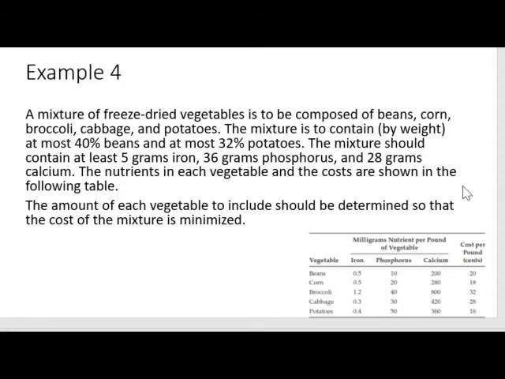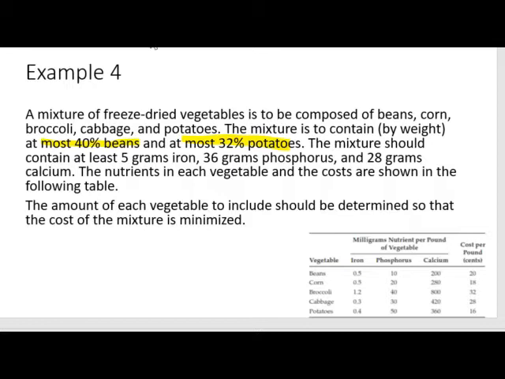Next, we have example number 4. A mixture of freeze-dried vegetables is to be composed of beans, corn, broccoli, cabbage, and potatoes. The mixture is to contain at most 40% beans and at most 32% of potatoes. Okay, so limit na agad yun. At most 40%, at most 32%.